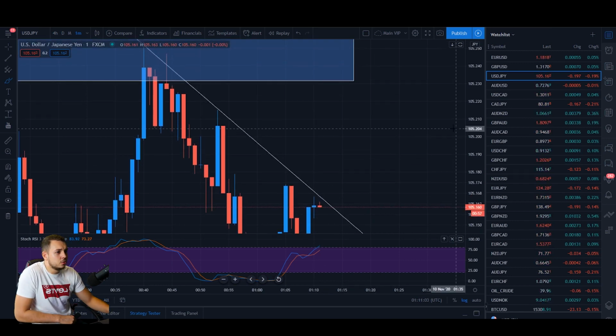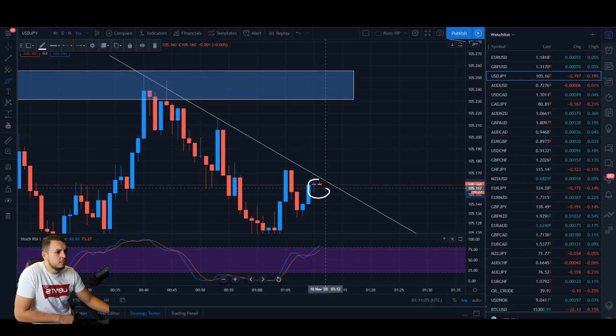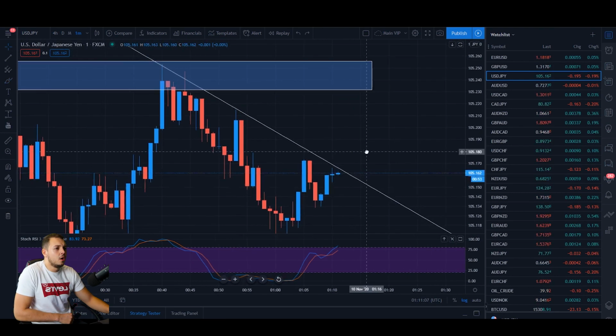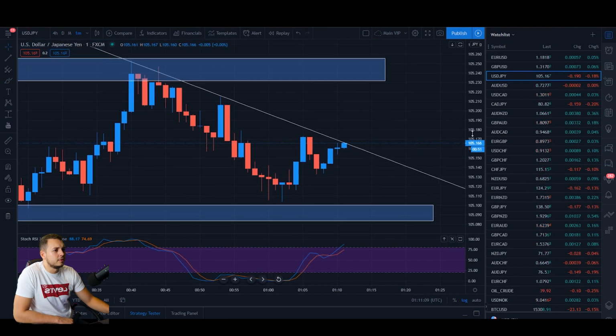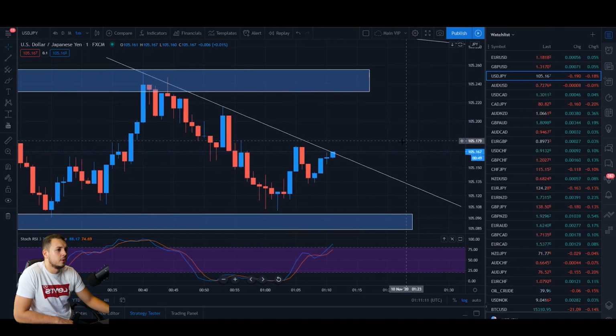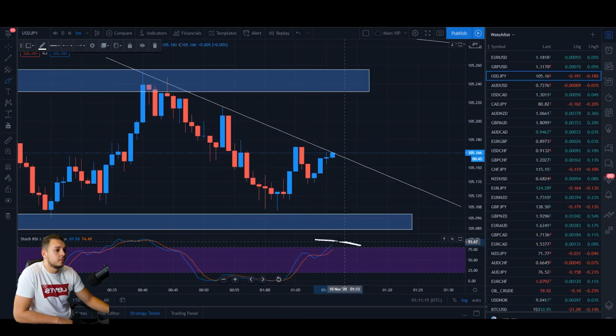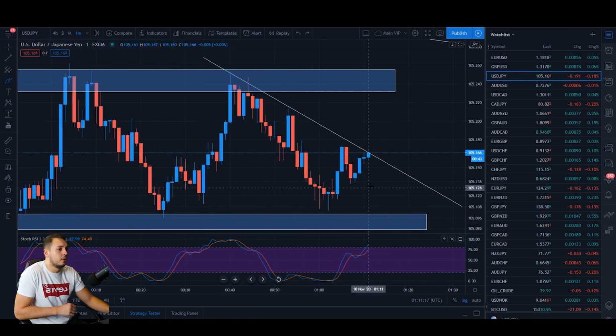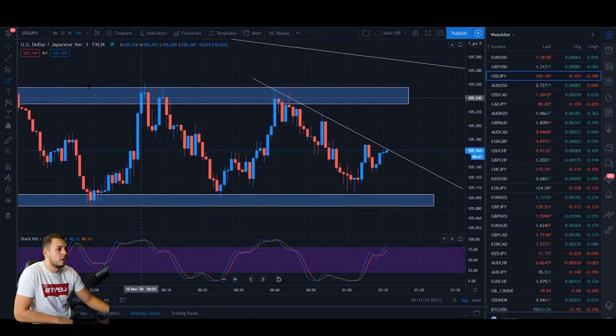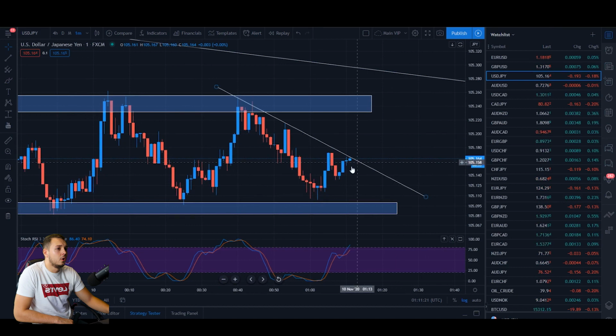So as you can see, shooting towards the upside, but with a lack of strength a little bit. Obviously it's nighttime, not much volatility at the moment, but we'll see what's going on. So it's currently pushing towards the upside, but the Stochastic RSI is telling me that more than likely it won't be pushing towards the upside for too long.